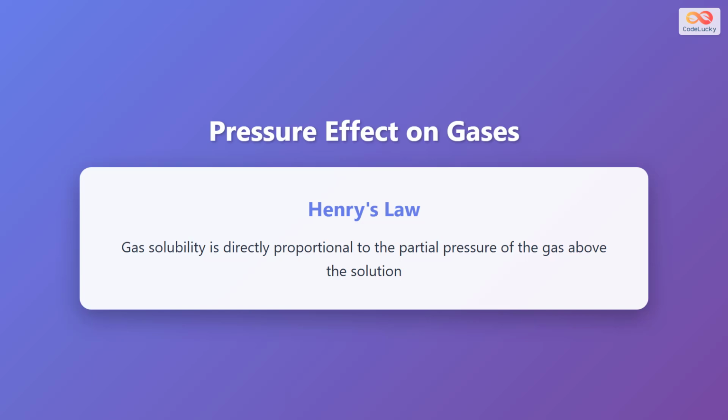Pressure primarily affects the solubility of gases, not solids or liquids. This relationship is described by Henry's law, which states that gas solubility is directly proportional to the partial pressure of the gas above the solution. When you increase the pressure, more gas dissolves. This principle is used in carbonated beverages, where carbon dioxide is dissolved under high pressure, and when you open the bottle, the pressure decreases and the gas escapes.